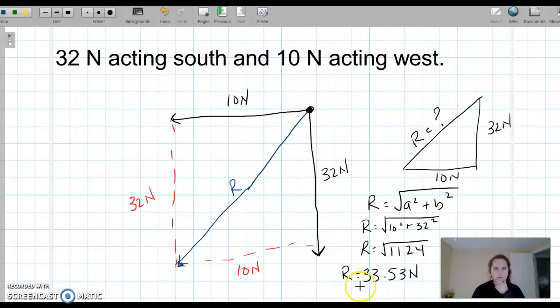This only gave us the magnitude. Now we have to find the direction. So we know that this was south and that this was west. So our resultant must be going in the southwest direction.